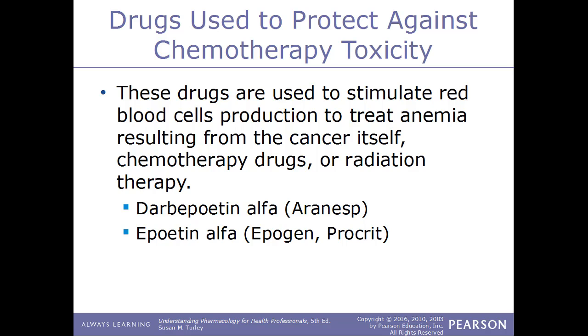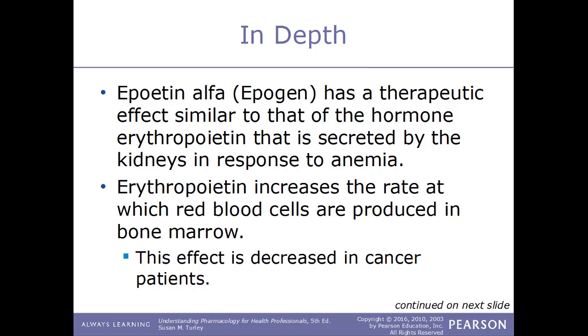Now, some drugs are used to stimulate red blood cell production to treat anemia that is a result of the cancer itself, or due to radiation therapy, or because of chemotherapy drugs. Some drugs that fall in this category include darbepoetin alfa, also known by the trade name Aranesp, and epoetin alfa, also known by the name Procrit or Epogen. Now, the drug Epogen has a therapeutic effect similar to that of the naturally occurring hormone erythropoietin, or EPO, that is secreted by the kidneys in response to anemia.